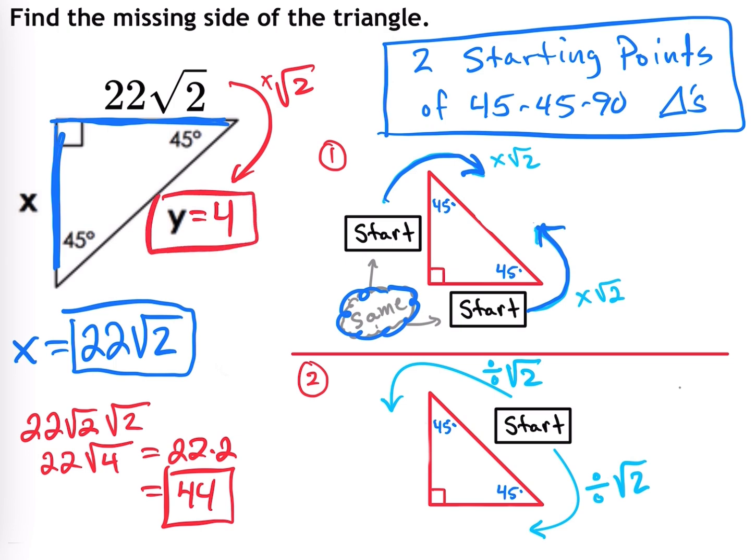Now, also understand, though, this is not always going to be this easy. You might start on the hypotenuse as well. So if you start over here instead, remember that to go the other direction, you would have to then divide by square root of 2.